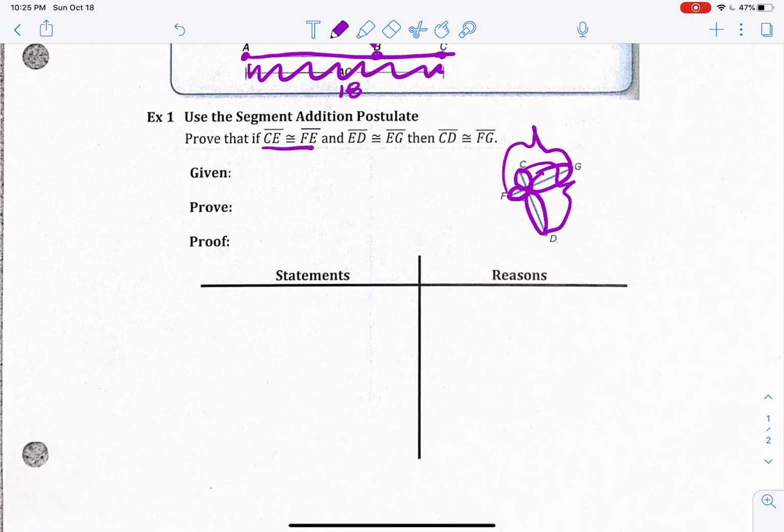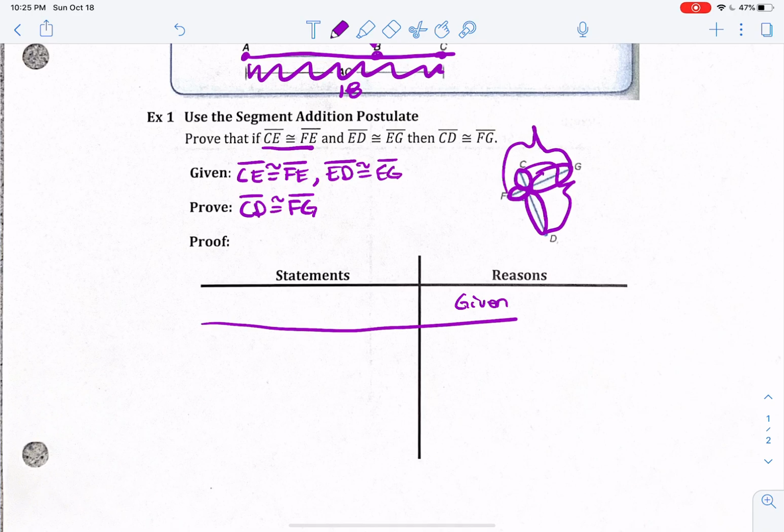So let's write out our given and what we're trying to prove. Given CE is congruent to FE and ED is congruent to EG. Then we're trying to prove that CD is congruent to FG. All right, so given, oh shoot, we've got to write that down here again. Sorry, we're going to do a lot of rewriting here. Given CE is congruent to FE. ED is congruent to EG.